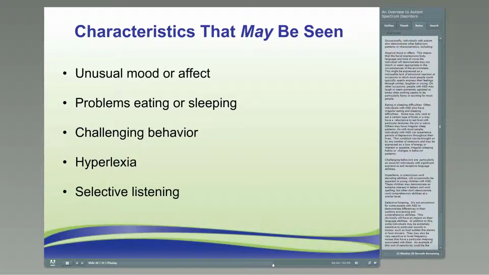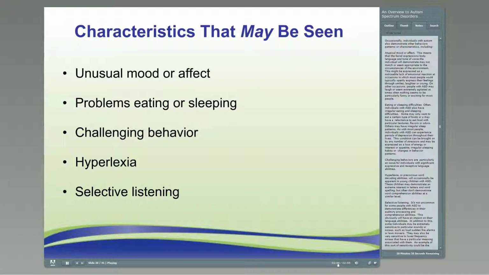Selective listening. It's not uncommon for some people with ASD to demonstrate differences in their auditory processing and comprehension abilities. This obviously will have an impact on their language abilities. In addition to this, some individuals may be extremely sensitive to particular sounds or noises, such as loud, sudden fire alarms or lawnmowers. They may also be very sensitive to lower frequency noises that have a particular meaning associated with them. An example of this sort of sensitivity could be the ability to detect the sound of cellophane being unwrapped from a food package in the kitchen downstairs.